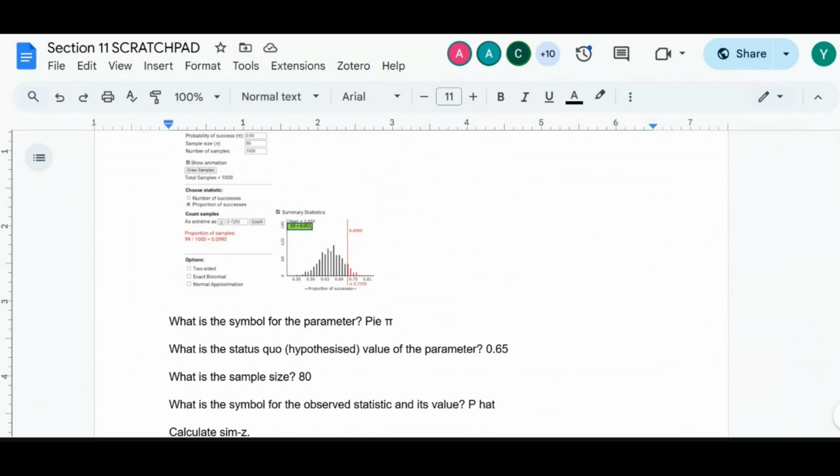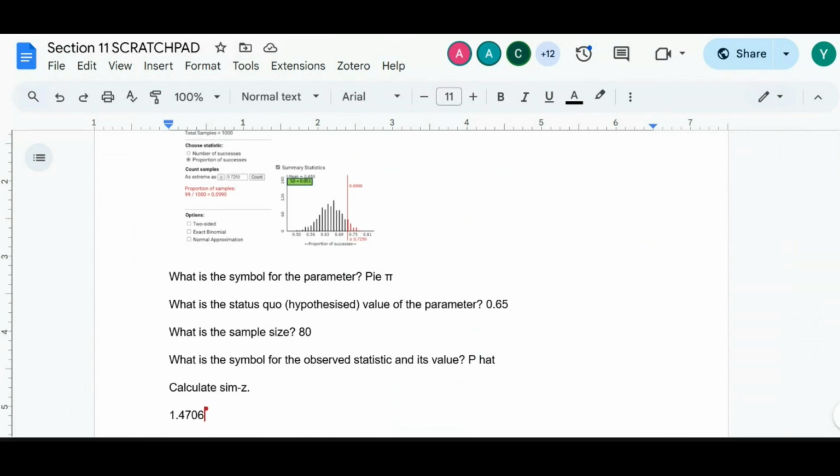What is the symbol for the observed statistic and its value? The symbol is p hat. Good, but no one has filled in the value. What is the observed statistic here? Is it clear from the picture? I'm going to ask you guys, can you color in the correct colors for those numbers? What color should pi be? Can you show me your work for the simulated Z? Something minus something over something.